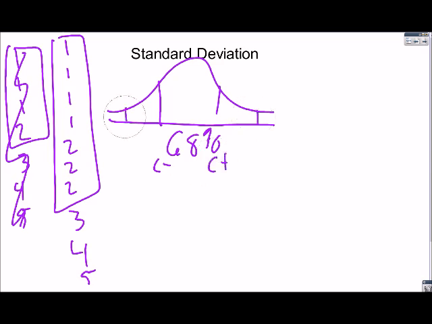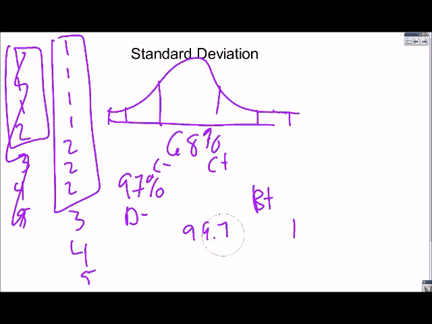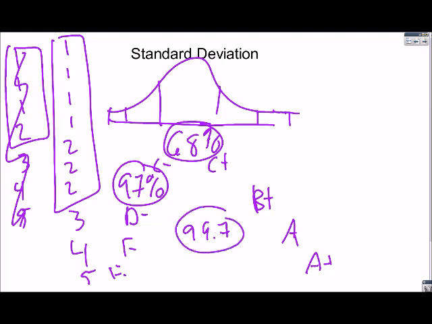Then we're going to say, if we added a little bit more data, that 97% of people get somewhere between a D minus and a B plus. And then if we look even further out, we're going to say that 99.7% of people get an A to an F. Yeah, there are some that get F minuses, and yeah, there are some that get A pluses. But most people are in this curve of 68, 97, 99.7.